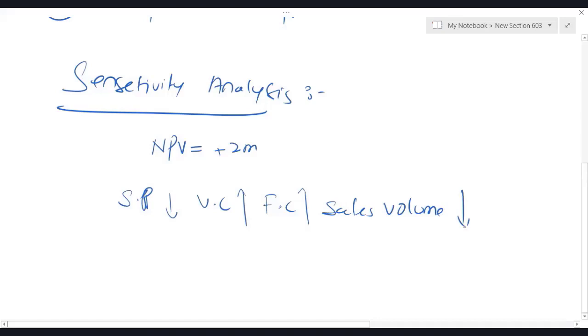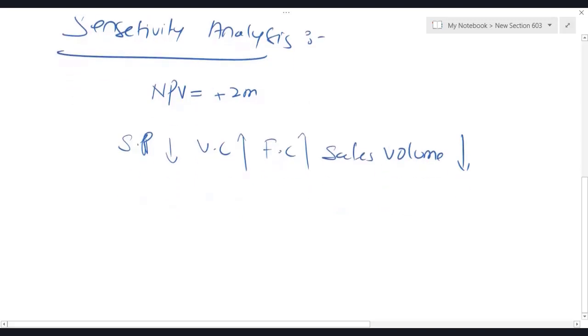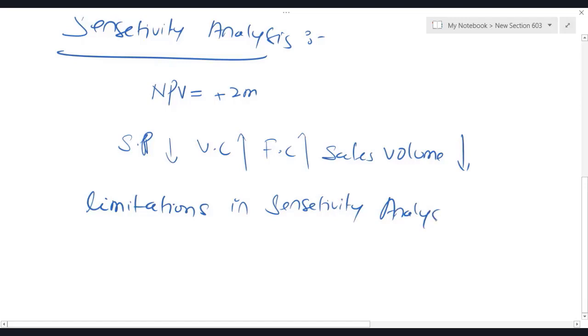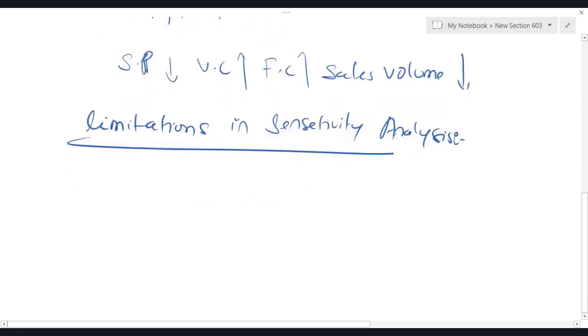Now listen carefully. When it comes to sensitivity analysis, this technique obviously has a few limitations. So before we apply it, let us first discuss the limitations in sensitivity analysis. I think this is the first technique in which we are discussing the limitations first. So what are the limitations?